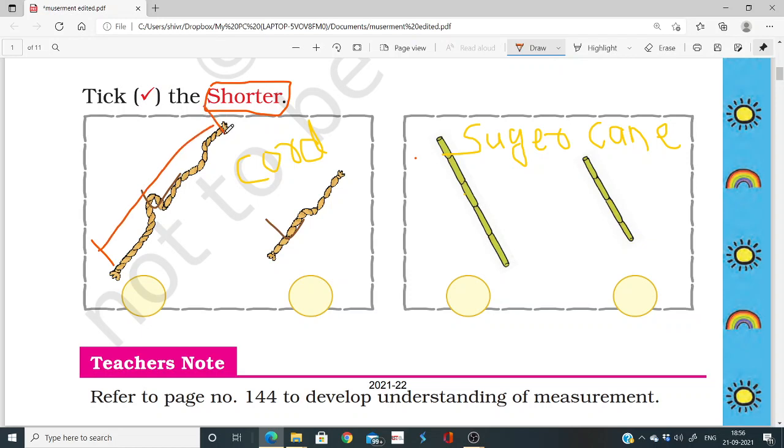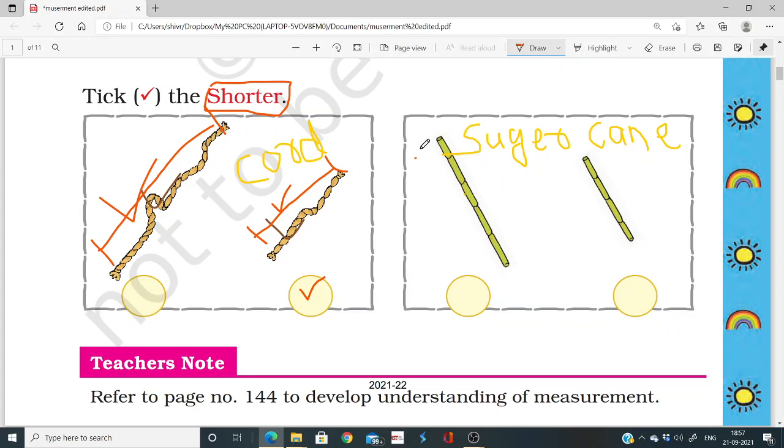Now first we have to see the length of that chord. In these two pictures you can clearly see the first is longer and the second one is shorter. Second one is shorter, therefore our answer will be second. This is shorter, right? You have to tick mark in the cell.